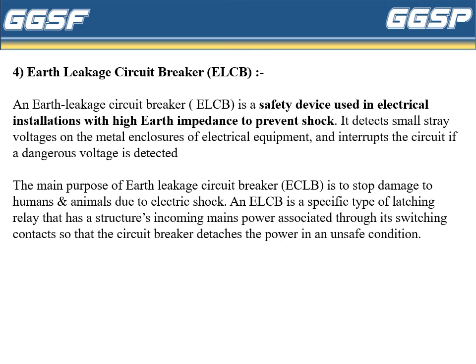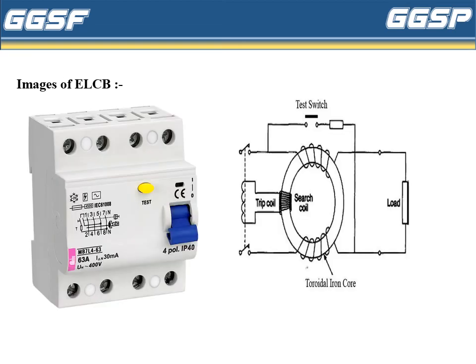The main purpose of the earth leakage circuit breaker or ELCB is to stop damage to humans and animals due to electric shock. An ELCB is a specific type of latching relay that has a structure's incoming mains power connected through its switching contacts so that the circuit breaker detaches the power in an unsafe condition. This is the image of ELCB. ELCB includes test switch, trip coil, sensing coil, and toroidal iron core.